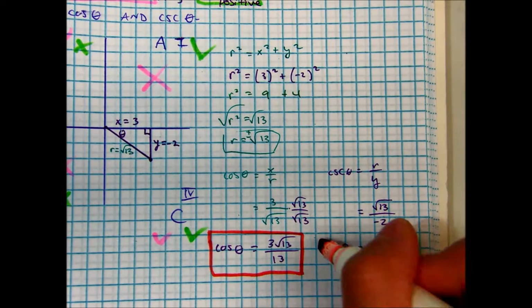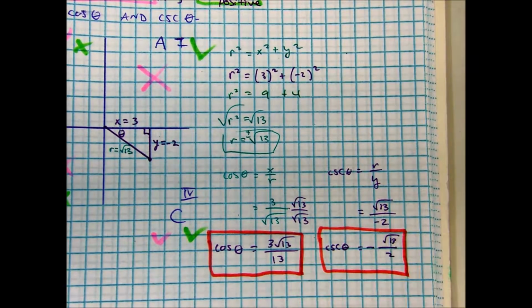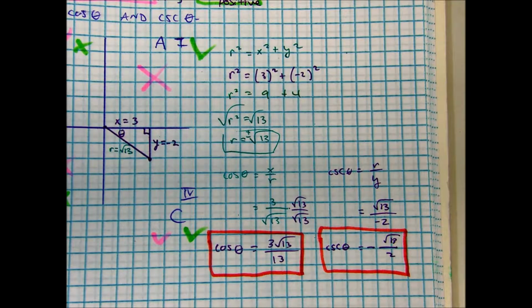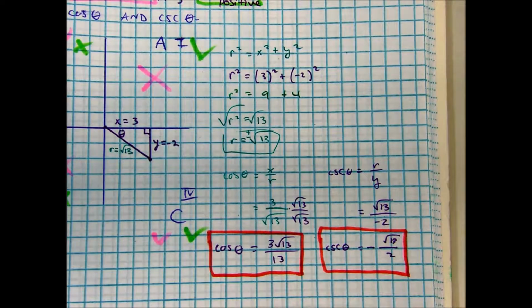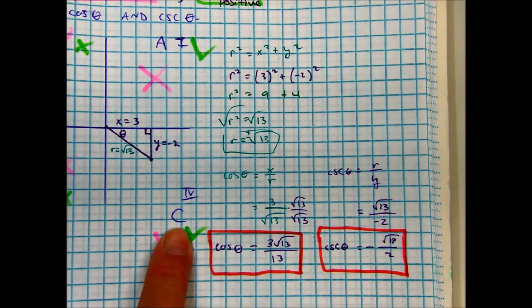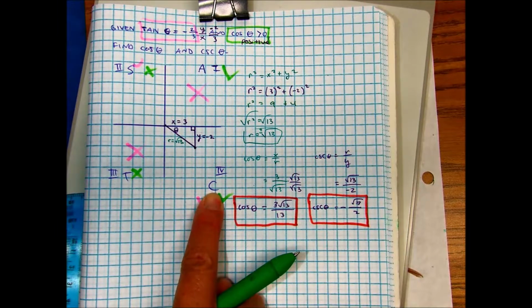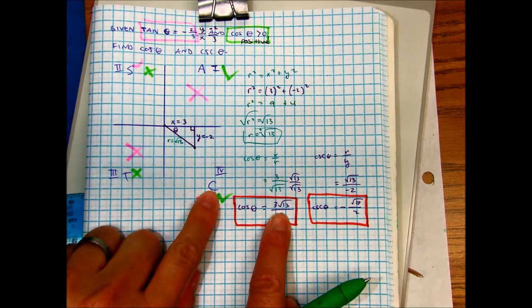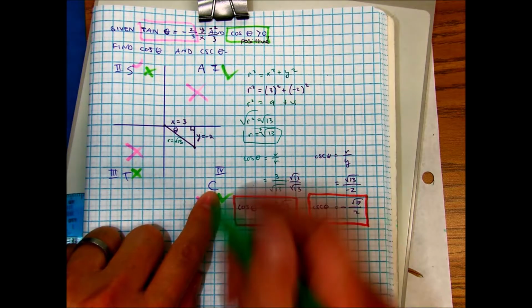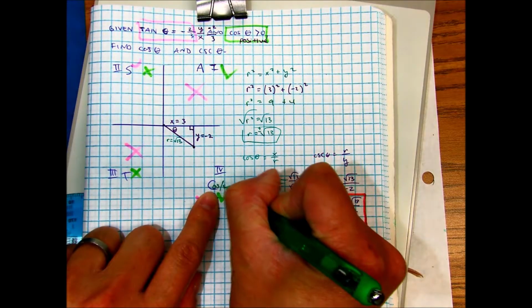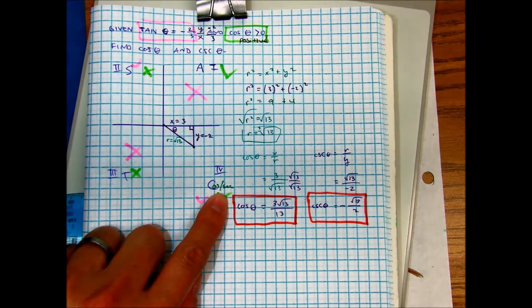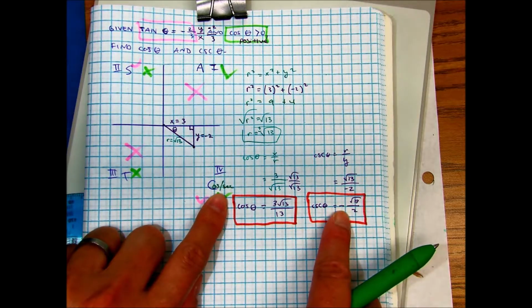Let's double check this. Melissa, what does a C stand for? What does it mean about cosine in quadrant 4? Cosine is positive. Class, cosine and what? Secant are going to be positive. Everything else is what? Negative. Do you see how I'm double checking my answer?